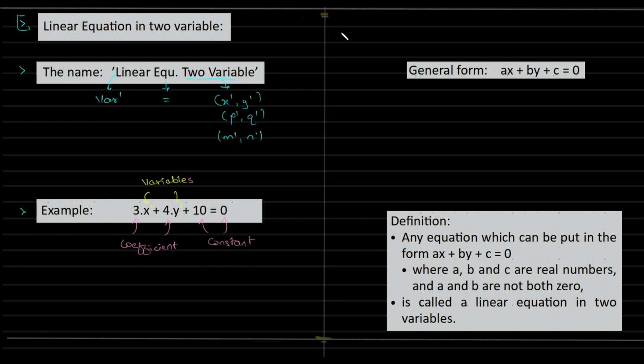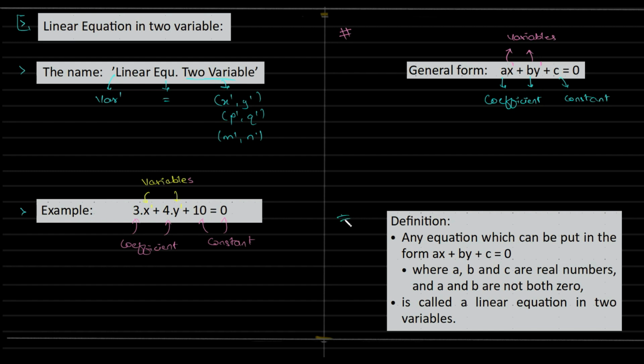So the general form of linear equation in two variables is ax plus by plus c is equal to 0. So here x to the power of 1, y to the power of 1. So the powers are 1, and this x and y are your variables, while your a, b are your coefficients, while your c is constant.